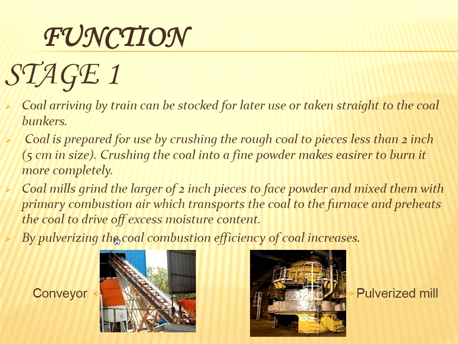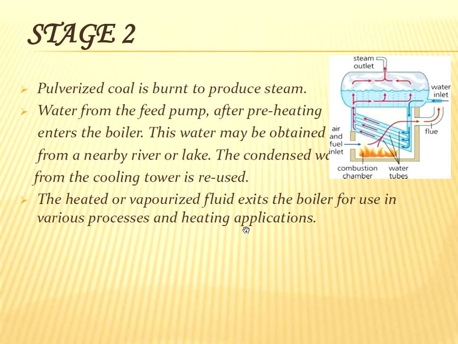So this is the stage 1. Here we see the different functions. Here we say the stage 1. Here we have the conveyor. This is how a conveyor will look, and this is the pulverizing mill which is used for powdering. And this is stage 2.